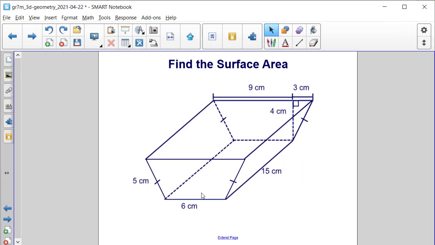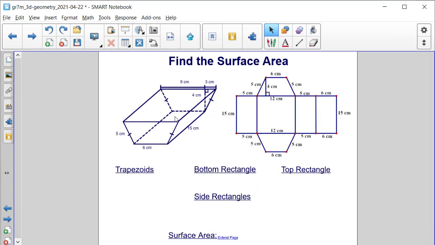Now let's try to calculate the surface area of this trapezoidal prism. So we have these dimensions. Let's work on unfolding it or drawing its net to calculate the surface area of it.